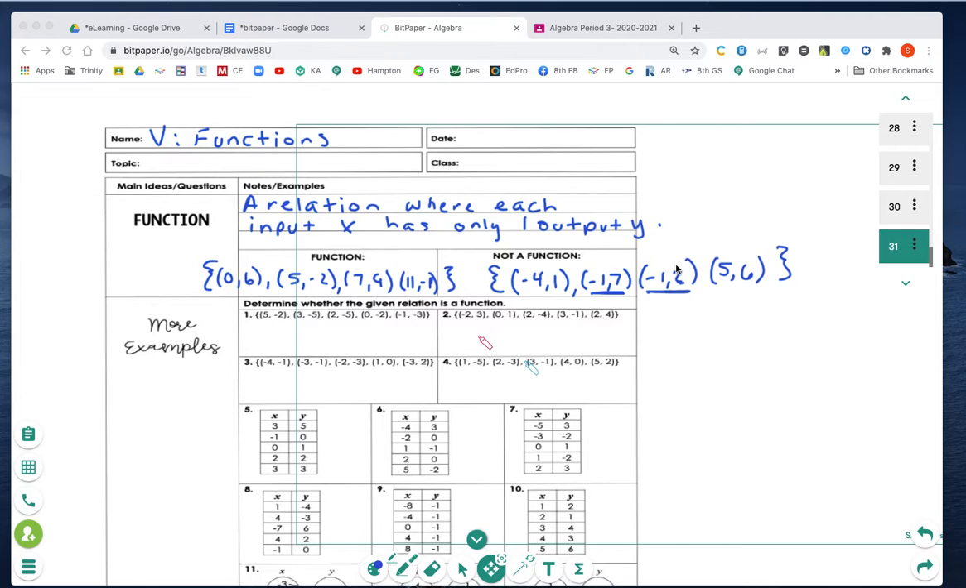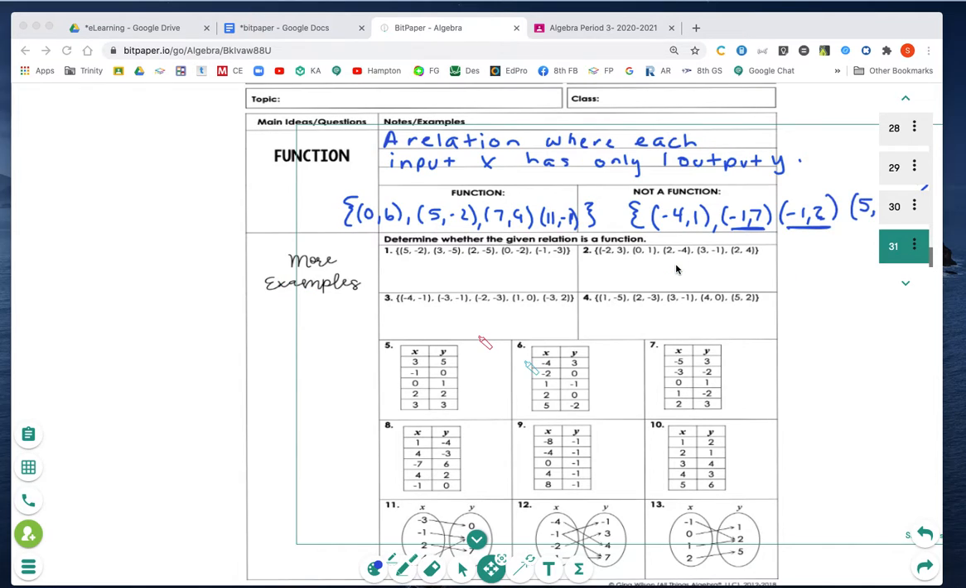All right, let's take a look at number 1. If it's not a function, then you're going to have to tell me the ordered pairs that make it not a function. So I'm going to take a look at this one. I have a 5, a 3, a 2, a 0, a -1. None of the x's repeat, so yes, this is a function. Next: -2, 0, 2, 3, 2, 4. So no, this is not a function because I have two ordered pairs that have 2 for the x value, and they both have a different y.